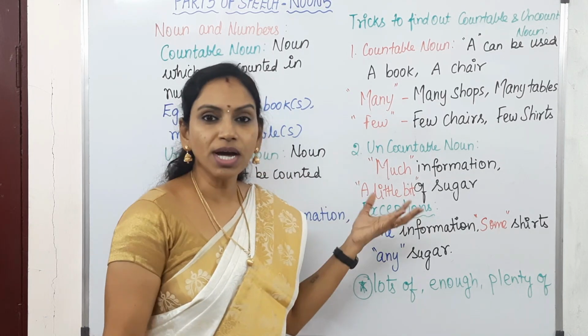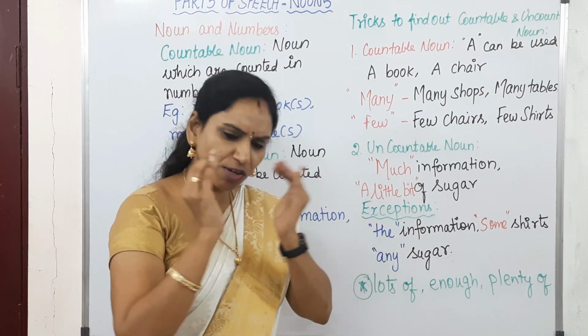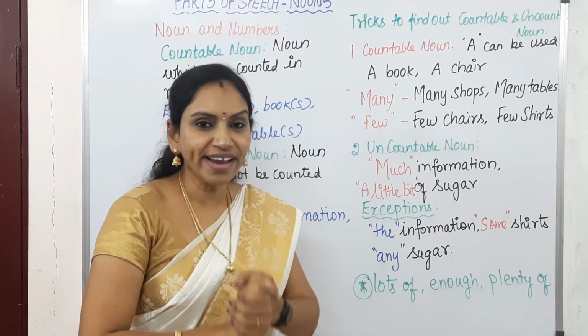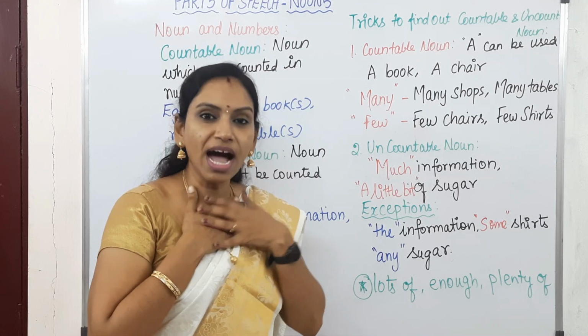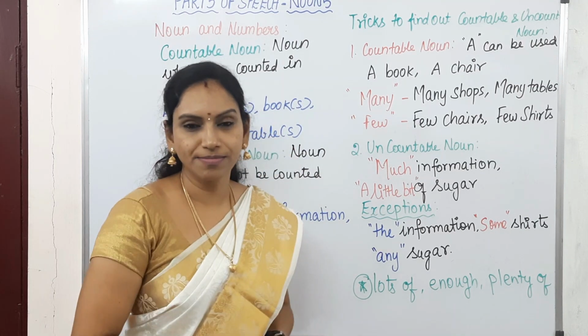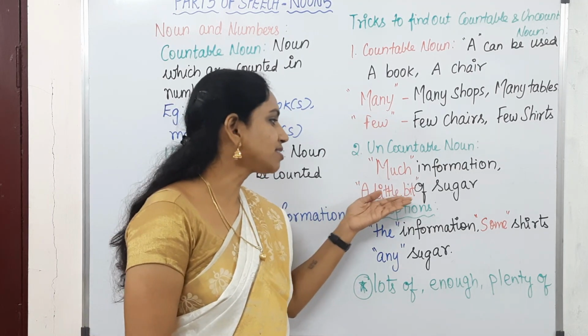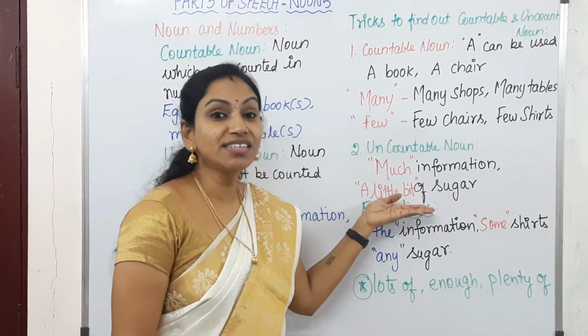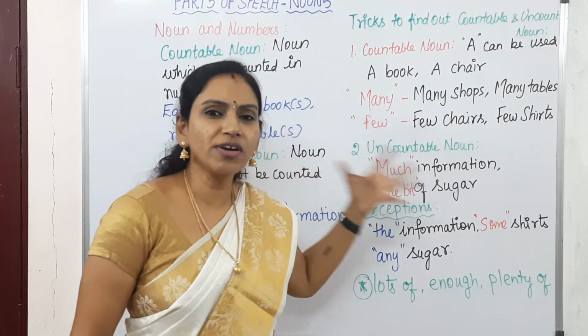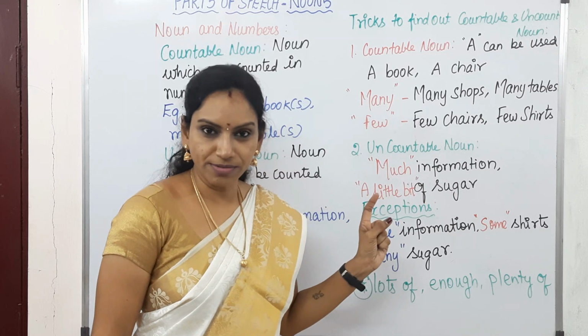So here, sugar cannot be counted. In such a case, if you have a very less quantity of sugar in your house, you will tell, I have very little bit of sugar in my vessel. Okay, in such a case, you can write a little bit of before it. You can close your eyes and write it as uncountable noun.